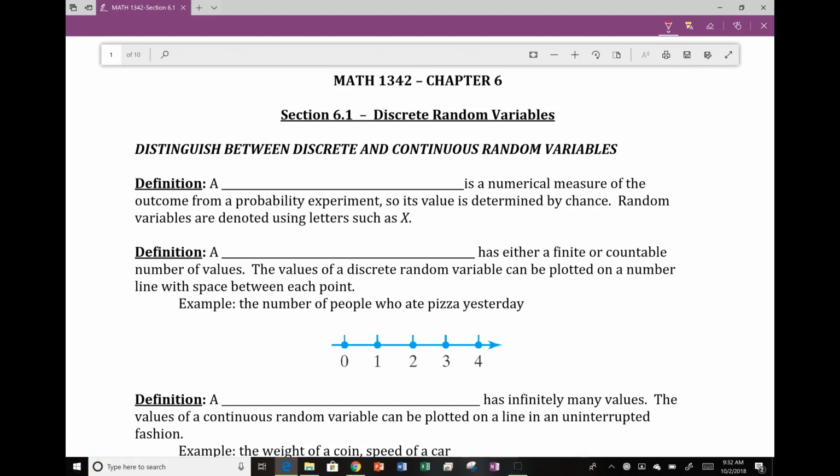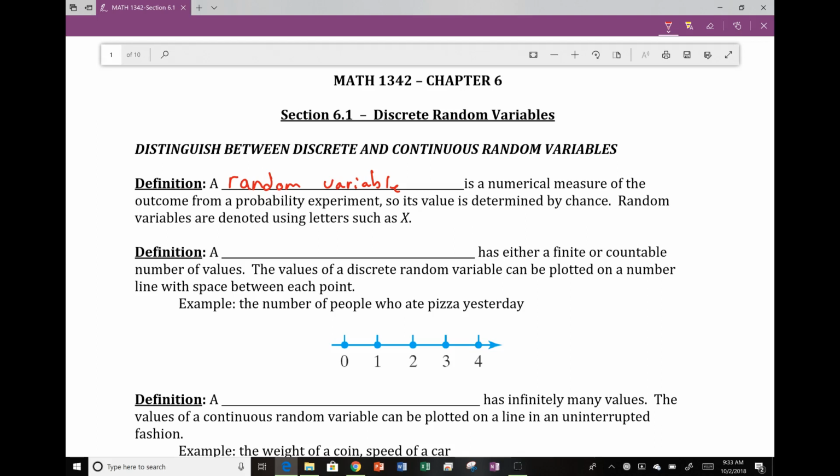So in this video, we want to begin discussing discrete random variables. Well, first of all, a random variable is a measure of the outcome from a probability experiment, meaning we're looking at what our possible outcomes are within a probability experiment. Recall that in probability experiments, all the probabilities must add up to 1.